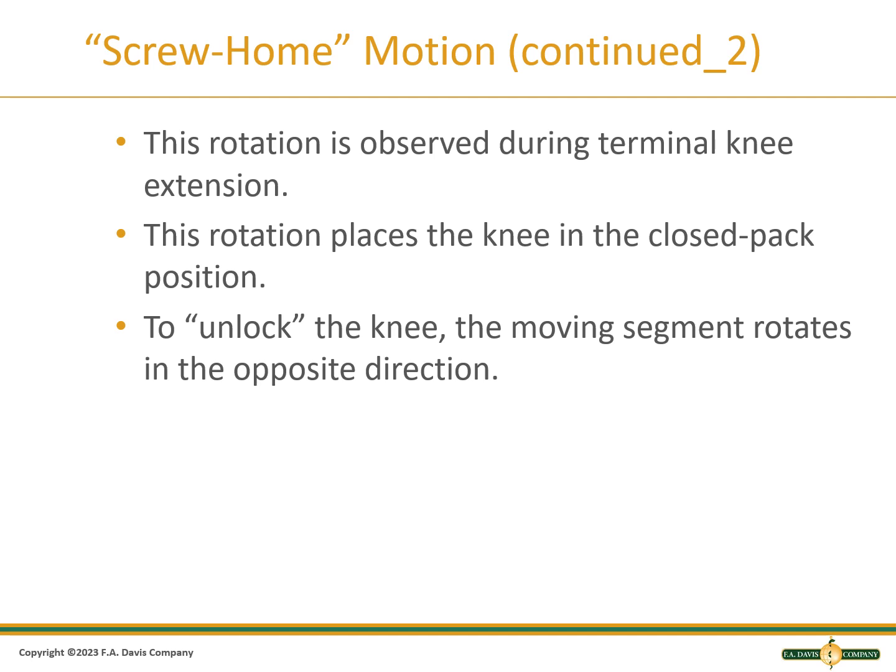To unlock the knee, the moving segment rotates in the opposite direction. So if I have an open chain motion, I would have to have a medial rotation of the tibia to move into flexion. If I had a closed chain motion, I would have to have a lateral rotation of the femur as I move into flexion.